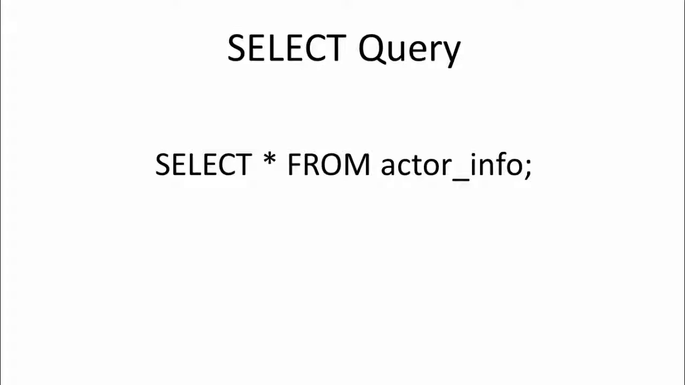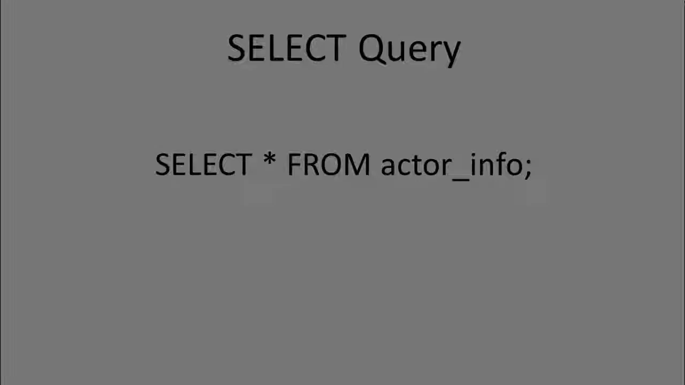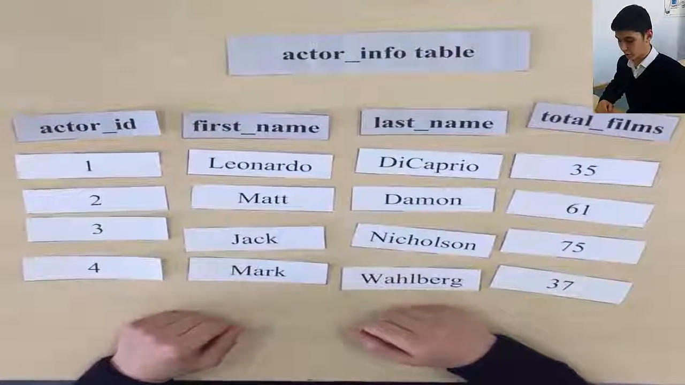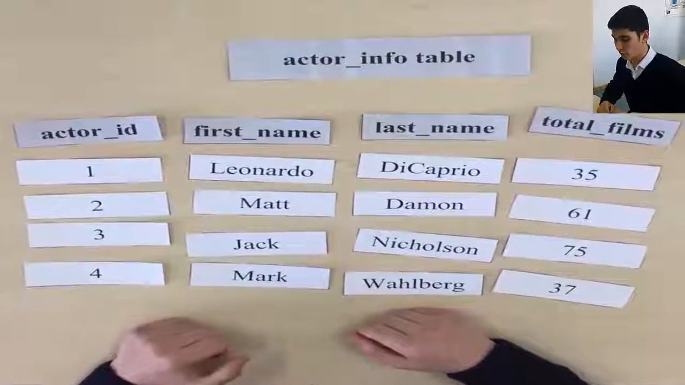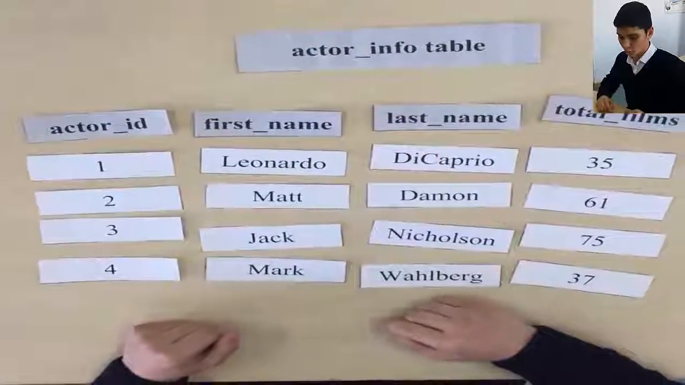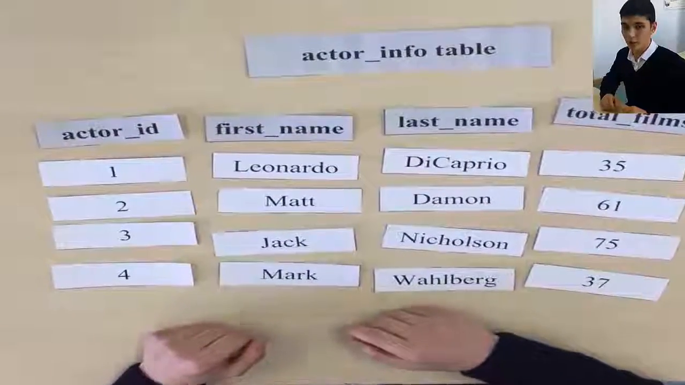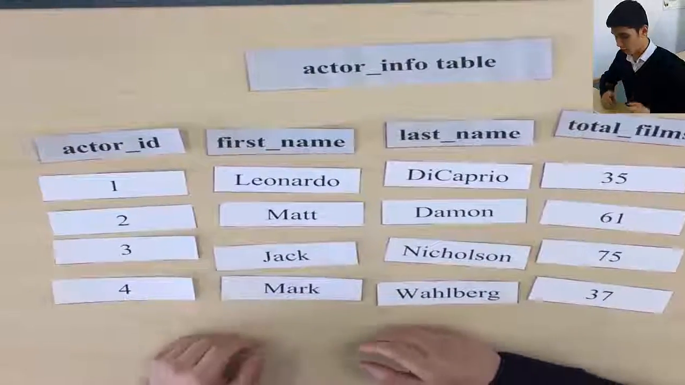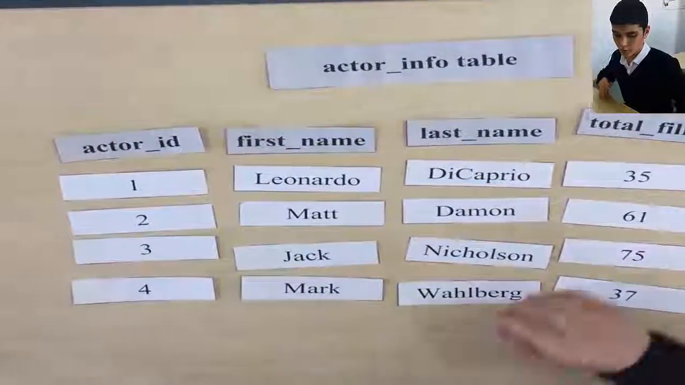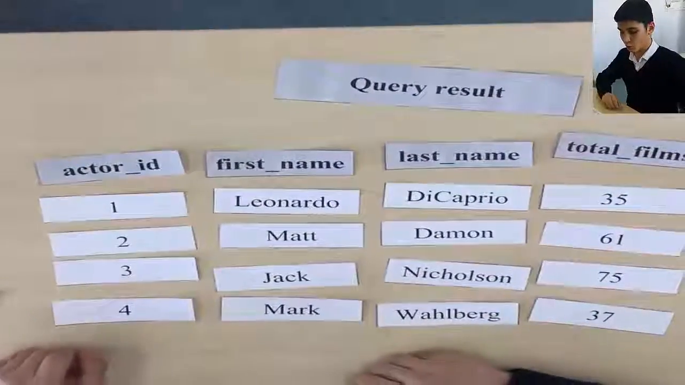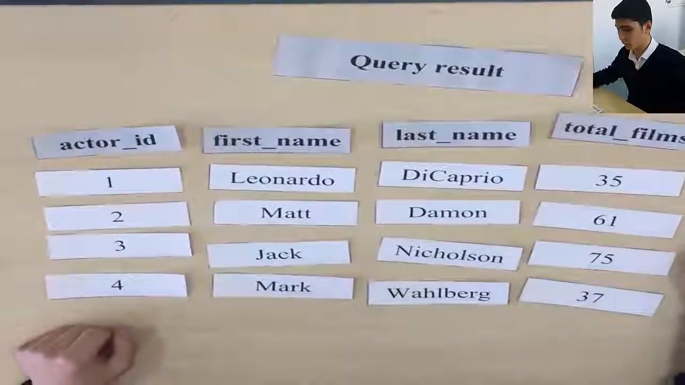See how our students coped with this task. So our next query is select star from actor info. We have the actor info table, and when we see the star, it means that we have to select every field from this table. It means that the query result will be like that, because we select every field.